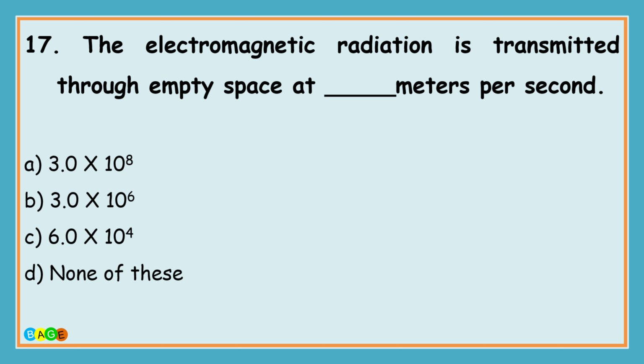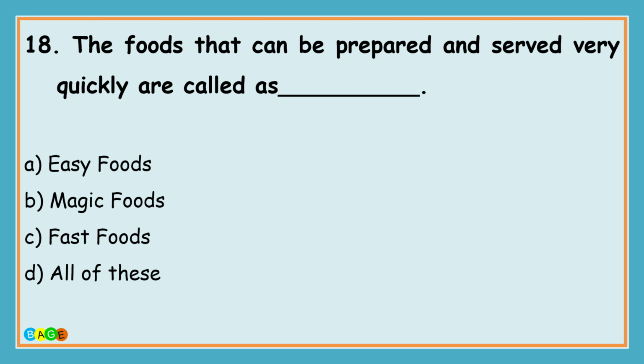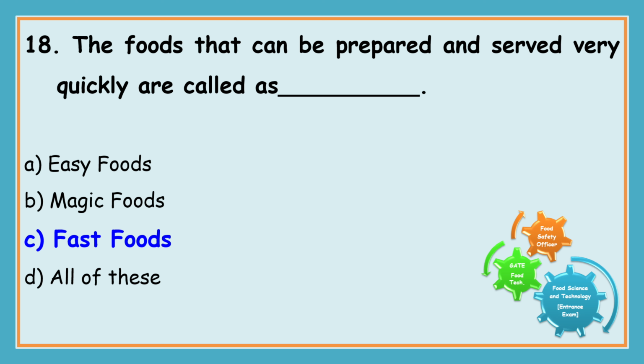Question number 17: The electromagnetic radiation is transmitted through empty space at ___ meters per second. The options are A 3 into 10 raised to 8, option B 3 into 10 raised to 6, option C 6 into 10 raised to 4, and option D none of these. The correct answer is 3 into 10 raised to 8. Question number 18: The foods that can be prepared and served very quickly are called ___. The options are A easy foods, option B magic foods, option C fast foods, and option D all of these. The correct answer is option C fast foods.